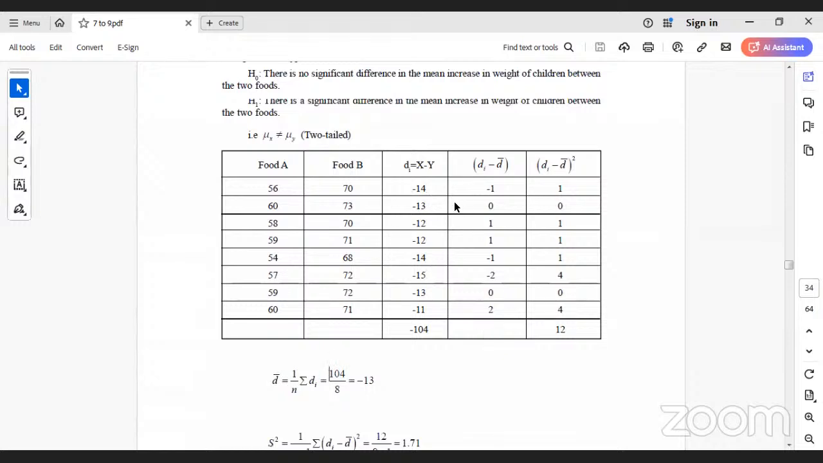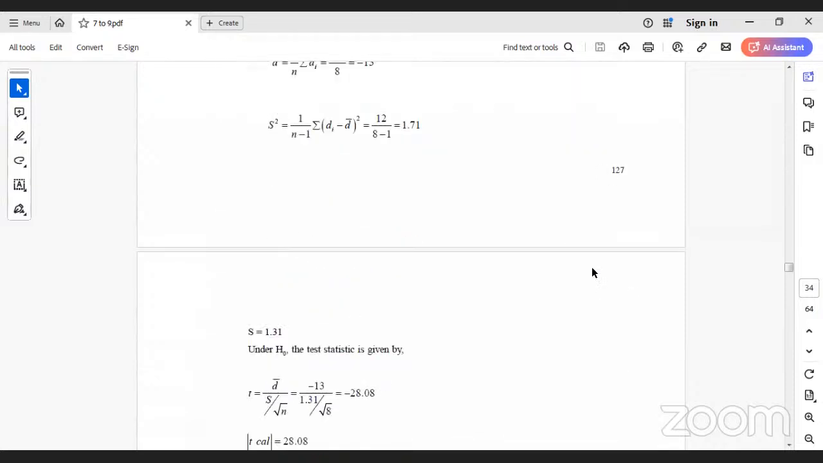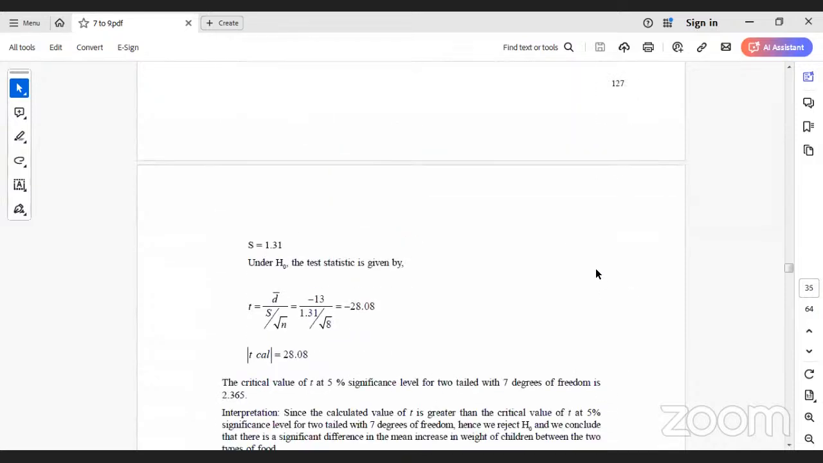Minus 14, minus 13, plus 14, minus 13, plus 13, minus 12, plus 13, minus 12, plus 13, minus 14, plus 13, minus 15, plus 13, minus 2. So minus 13 plus 13 is 0, minus 11. So that is the sum of (d minus d bar) whole square. That is, overall, the 12 we are taking here. S is equal to 1.31.